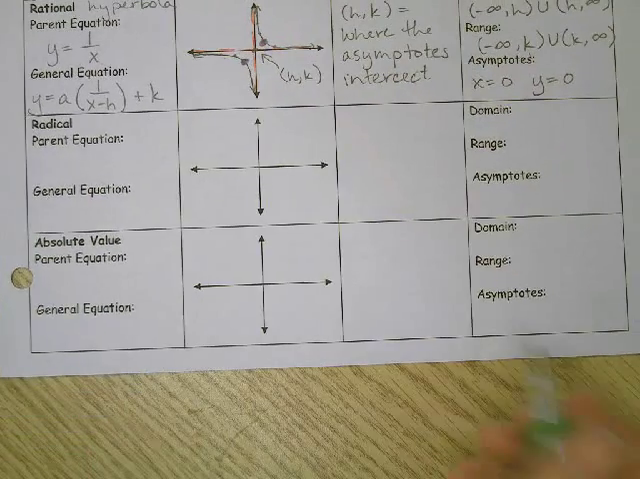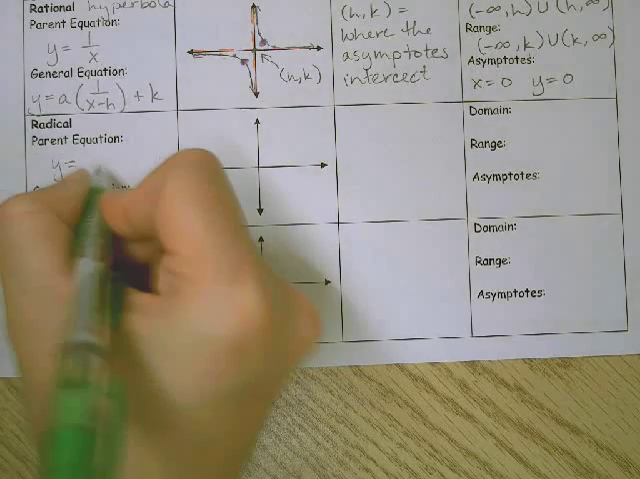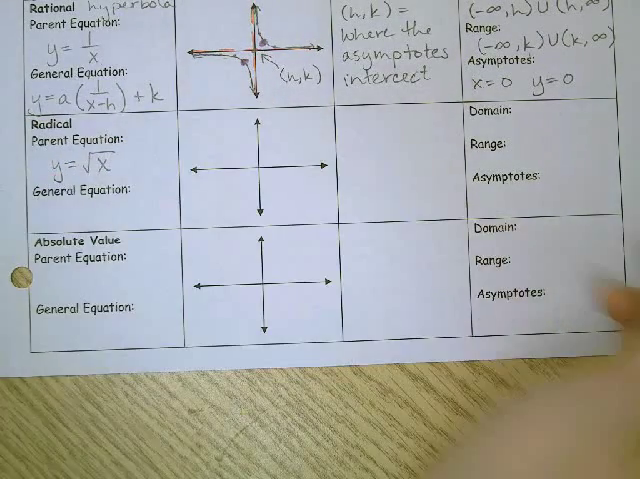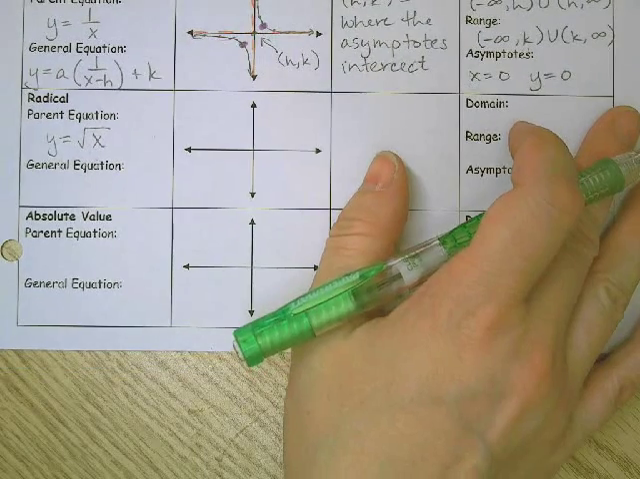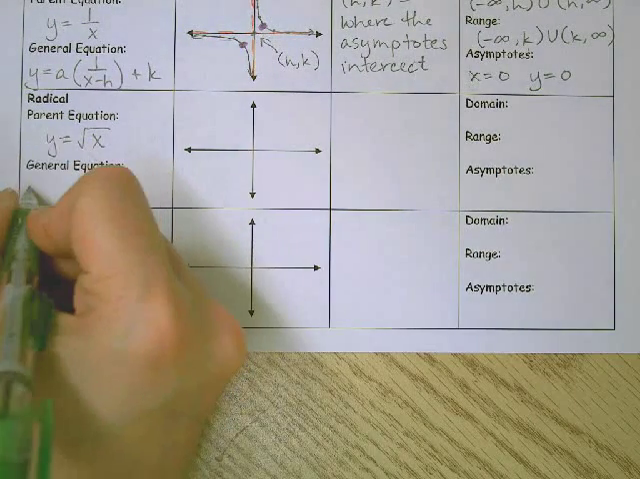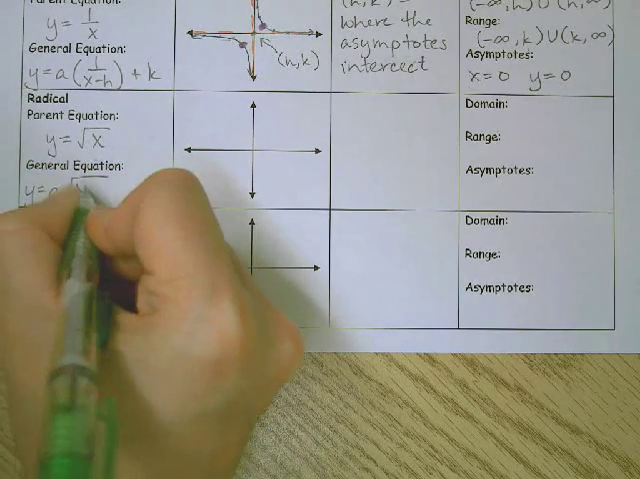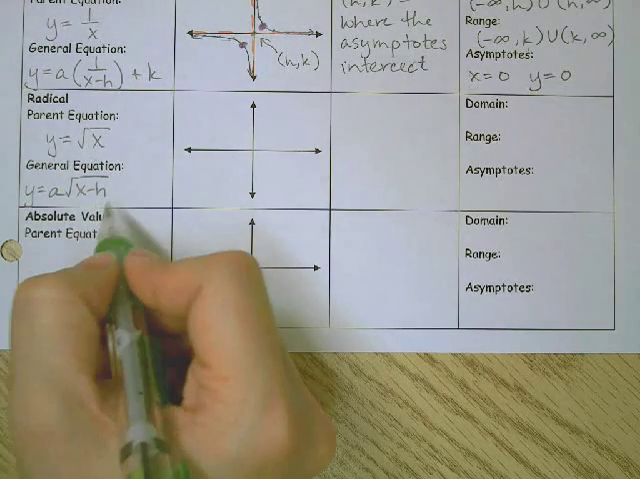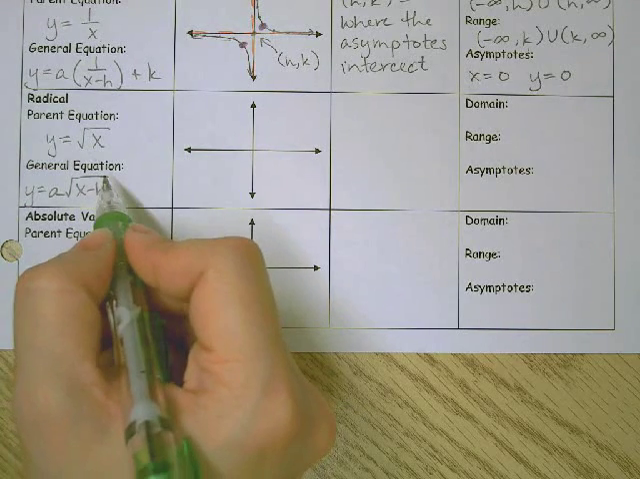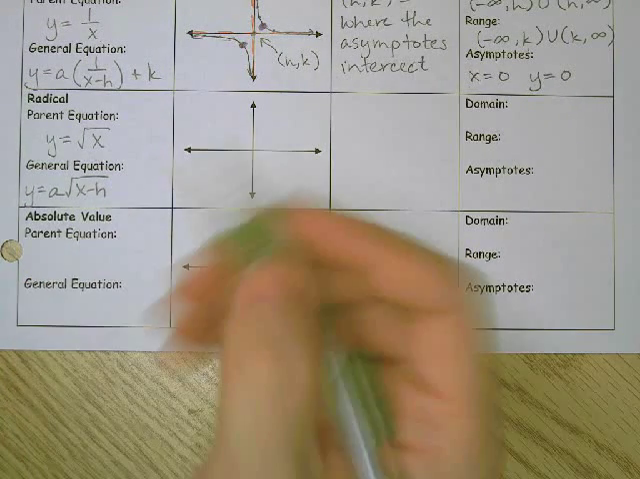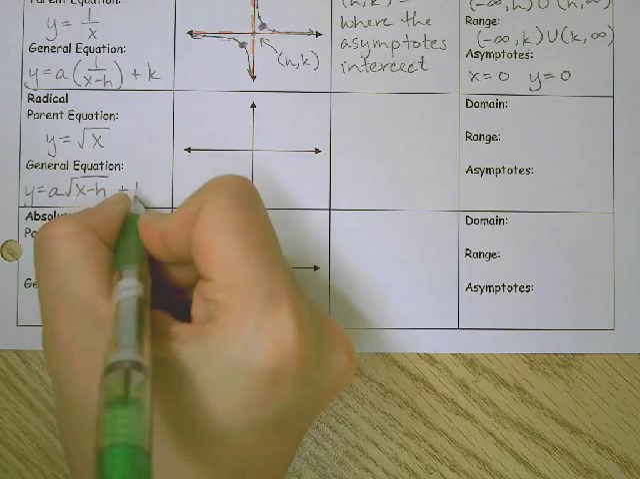Radical equation, y equals the square root of x. Square root is also referred to as a radical, so that's why we're calling it that. General equation, y equals a times the square root of x minus h. Make sure when you write this, you're very, very clear that that square root sign ends after the h, and then you have plus k.